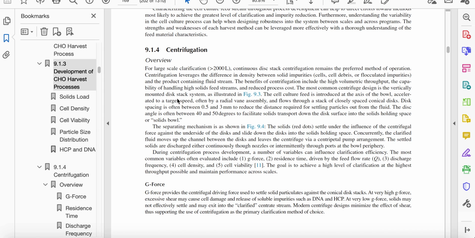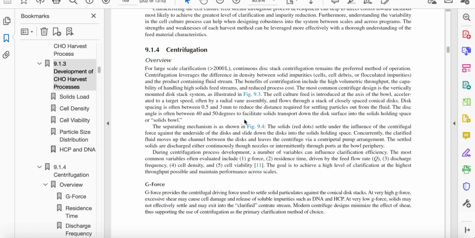On centrifugation: for large-scale clarification, 2000 liter continuous disk stack centrifugation remains the preferred method of operation. Centrifugation leverages the differences in density between solid impurities, cell debris, or flocculated impurities, and the product containing fluid stream. The benefits of centrifugation include the high volumetric throughput, the capability of handling high solid feed streams, and reduced process costs. The most common centrifuge design is a vertically mounted disc stack system.